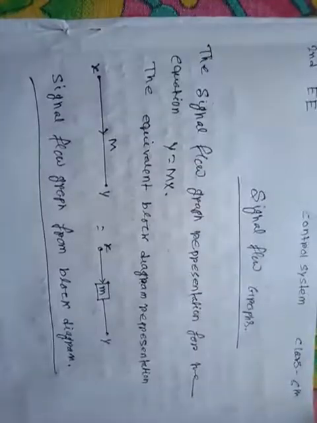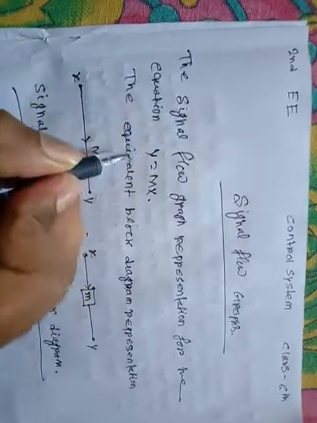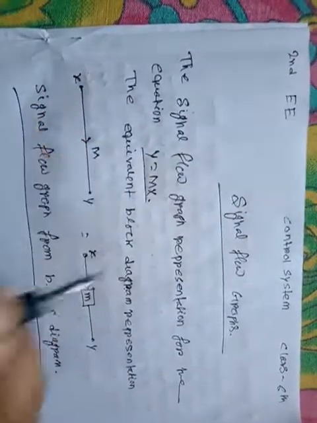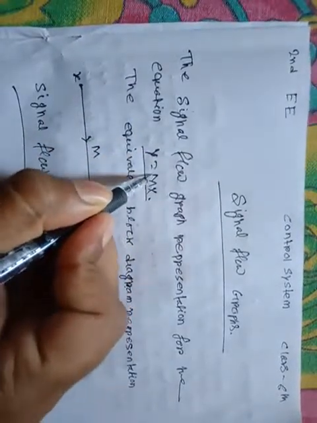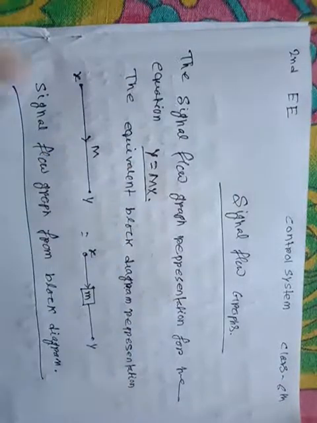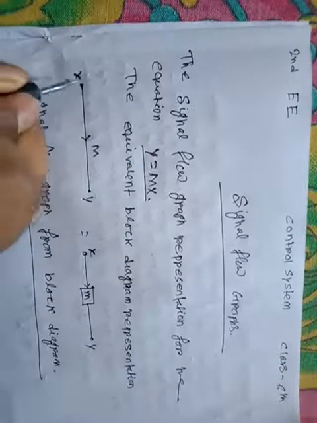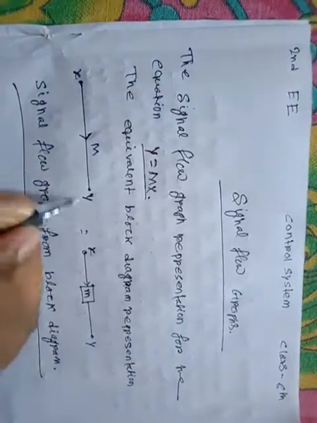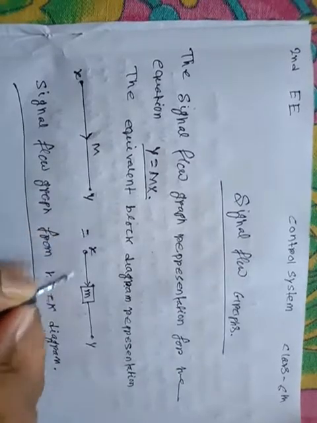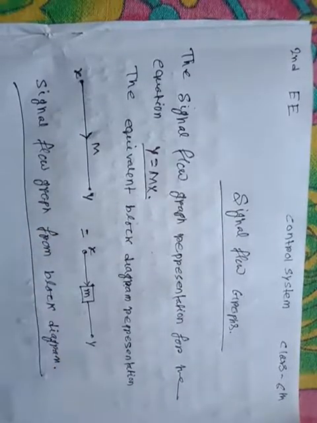We take an example: the signal flow graph represented from the equation y equals ax. Y is the output of the system, x is the input of the system, and a is the transfer function. The equivalent block diagram has x as input, the transfer function a, and the output y. Then we convert it to the signal flow graph from the block diagram.